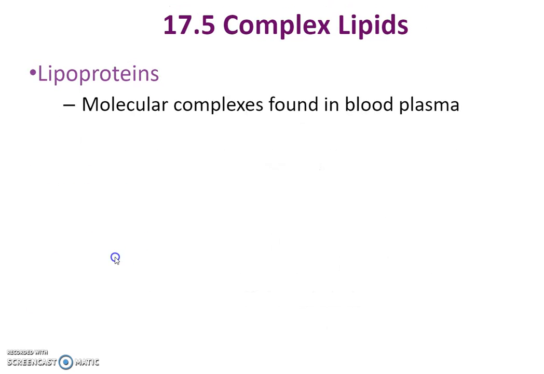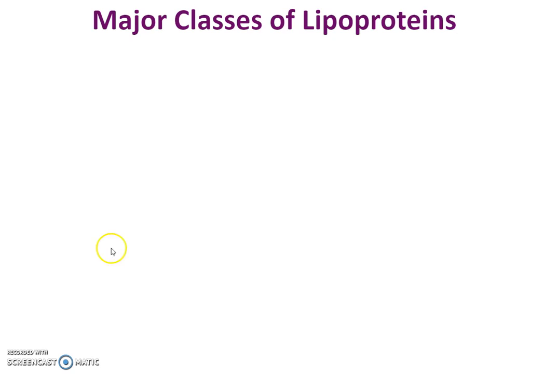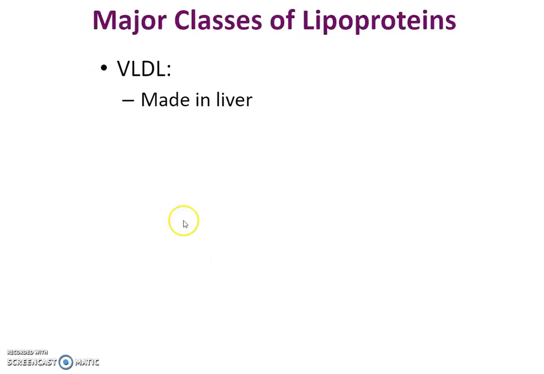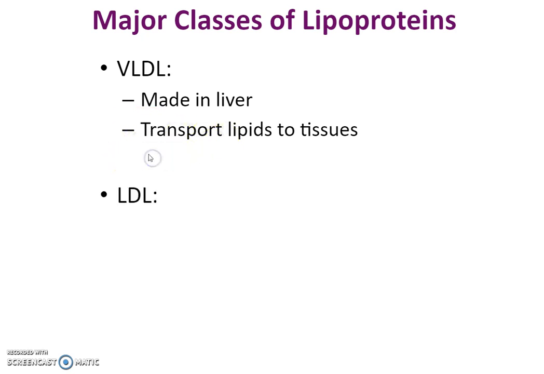So complex lipids, these are the lipoproteins. These are the things that, as you get older, you might be more familiar with. These are the molecular complexes that are found in your blood plasma. Whenever you have your cholesterol checked, the bad cholesterol, that's what they're checking here: the VLDLs, the LDLs, and the HDLs. So VLDL, it's very low density lipoprotein. Those are made in the liver. They help transport lipids to your tissues, so you do need some of them. You don't want it to be zero.